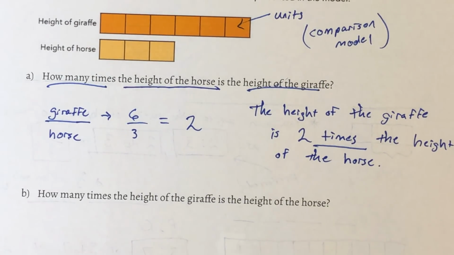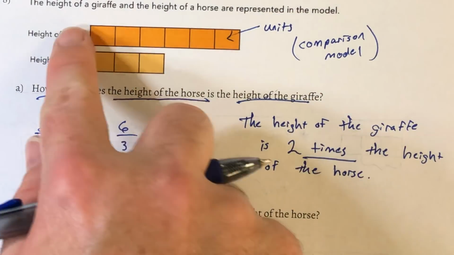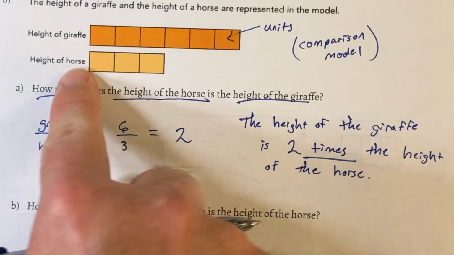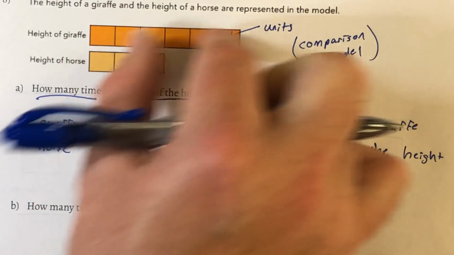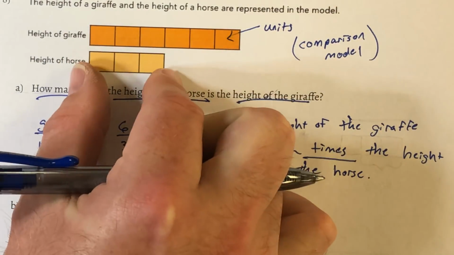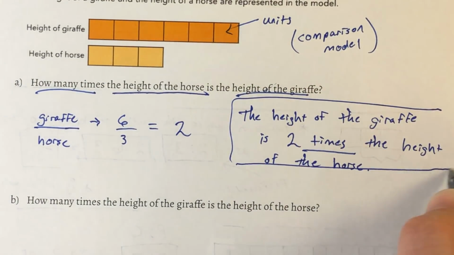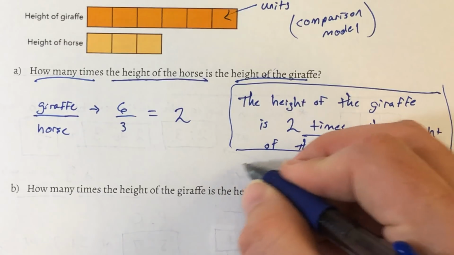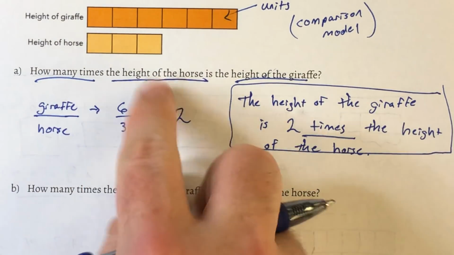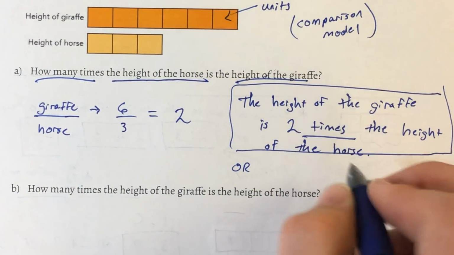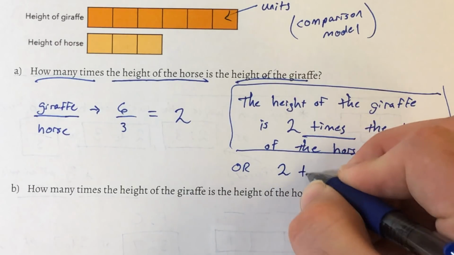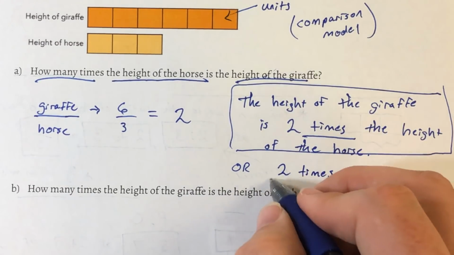So this makes more sense after we have the answer. We're basically saying the giraffe is 2 times as big as a horse. Would you all agree that it takes 2 of those? So the giraffe is twice as big, basically. All right, so that's one possible answer. What else could you write for an answer? You could simply write 2 times. It can be a little complicated, so 2 times would be acceptable.